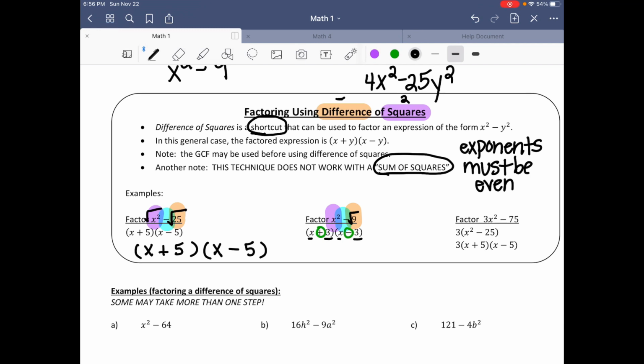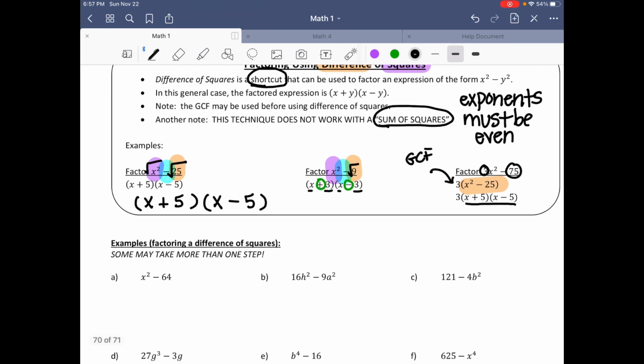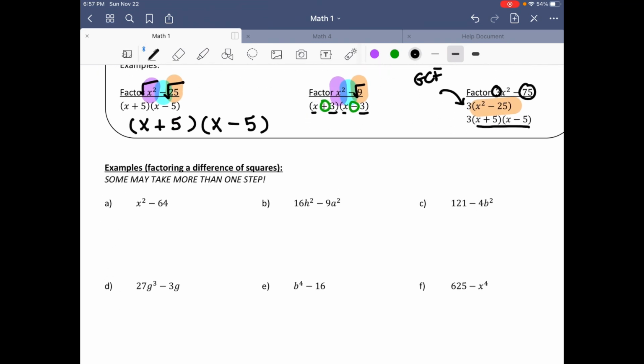Now, for the next problem, this example, there is a GCF. These both have a 3 in common. So they pulled this GCF out, and it left me with this difference of squares. So this difference of squares can now be factored into a plus and a minus, with 25 and square root of 25 being 5. So we're going to do several examples, and we're going to look through and talk more about this.